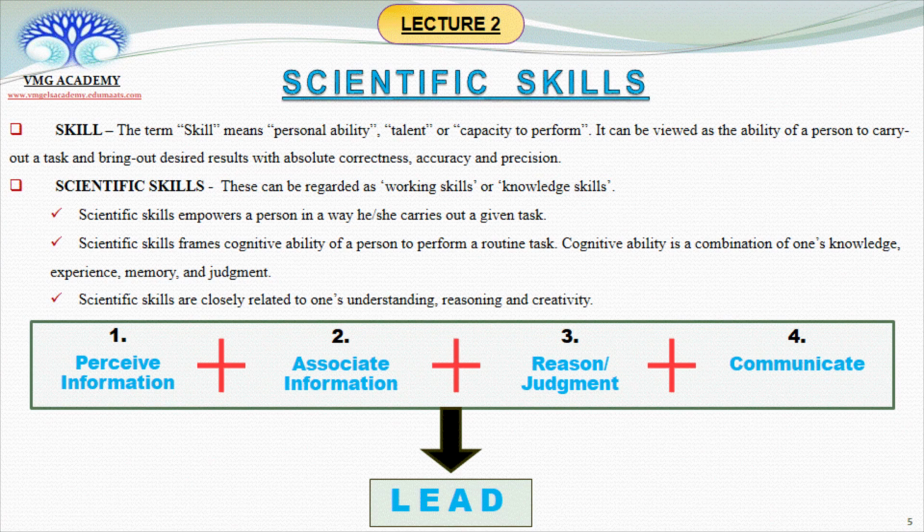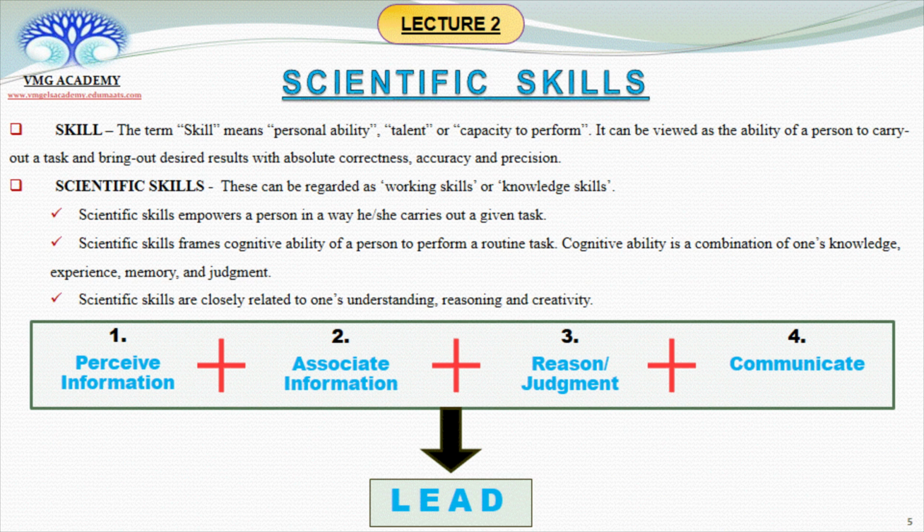Lecture 2: Scientific Skills. Let us begin by understanding the meaning of the word skill. The term skill means personal ability, talent, or capacity of an individual to perform. Skill can be viewed as the ability of a person to carry out a task in order to bring out the desired results. The result is an outcome of a duty, which should be free from errors, correct, accurate, and precise.